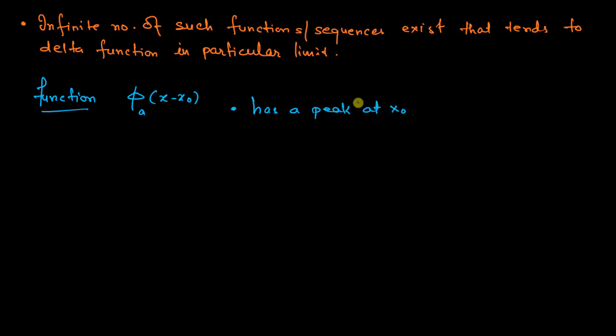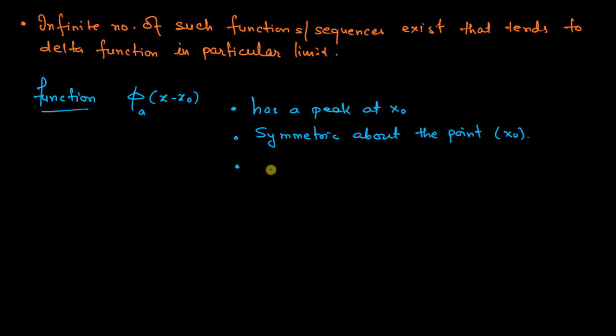This function should have a peak at x naught. That should be symmetric about this point. This function should be symmetric about the point x naught. This okay, and the first or not the first.